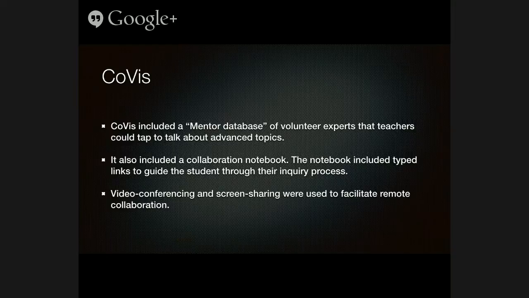And so it was this very lightweight way of engaging experts in the learning process about whatever the relevant topic was. And so it used video conferencing and screen sharing and shared document editing and all the things that we kind of think of in terms of collaboration software today.